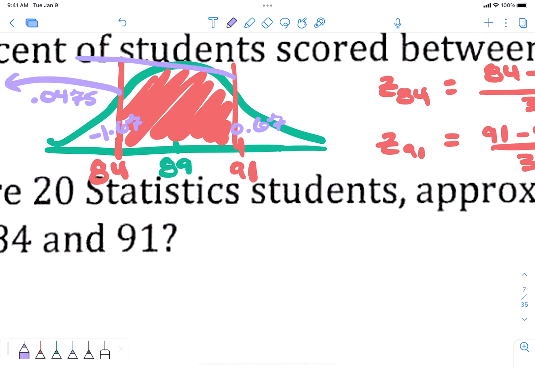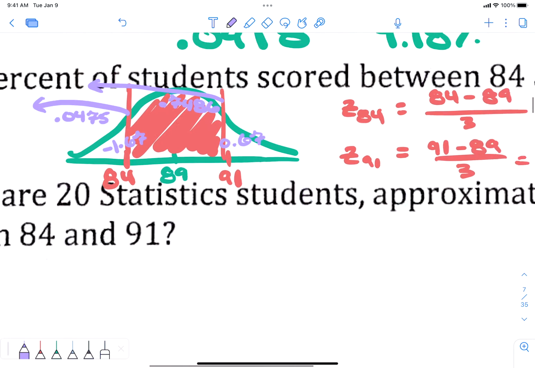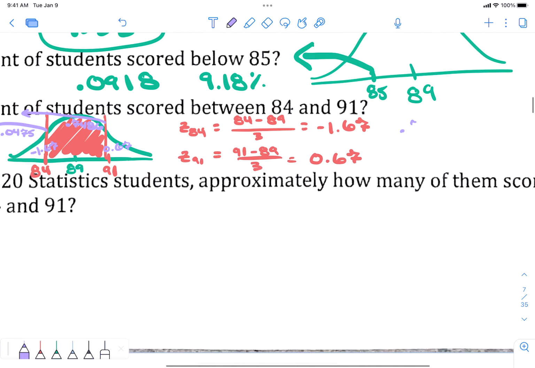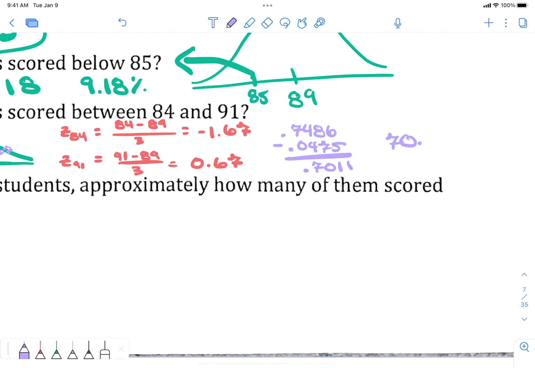0.7486, that's from here back. So about 75% are below the right one, and about 4% below the other one. How do I find how much is in the middle? You just subtract them. So 0.7486 minus 0.0475, you get 0.7011, or 70.11%, which is the percentage in between those two.